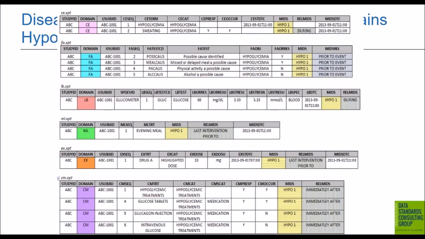But I want to show that in these different domains that are color shaded, we have this MIDS variable, okay? Hypo 1. We know that everything that's labeled with hypo 1 is related to the first hypoglycemic event that the subject had. Because remember, this could be repeating, there could be a second one.